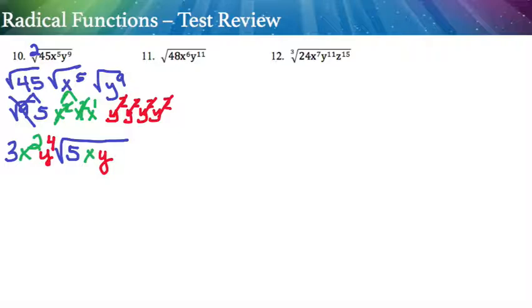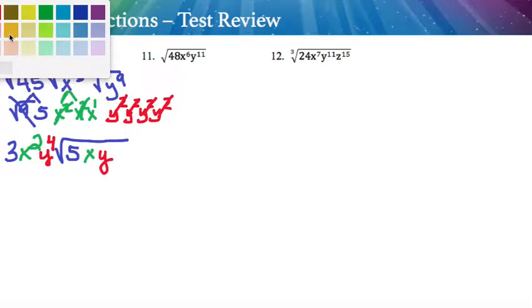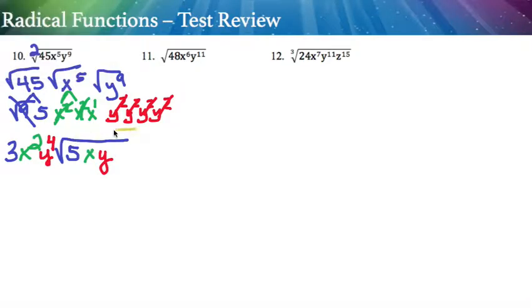Okay, so what I've done is I've done the numbers and then each variable by itself and put my answer back together. I take out whatever I can. I put it on the left-hand side outside of the radical sign, and then inside the radical I put whatever is left over. Okay, let's do number 11.